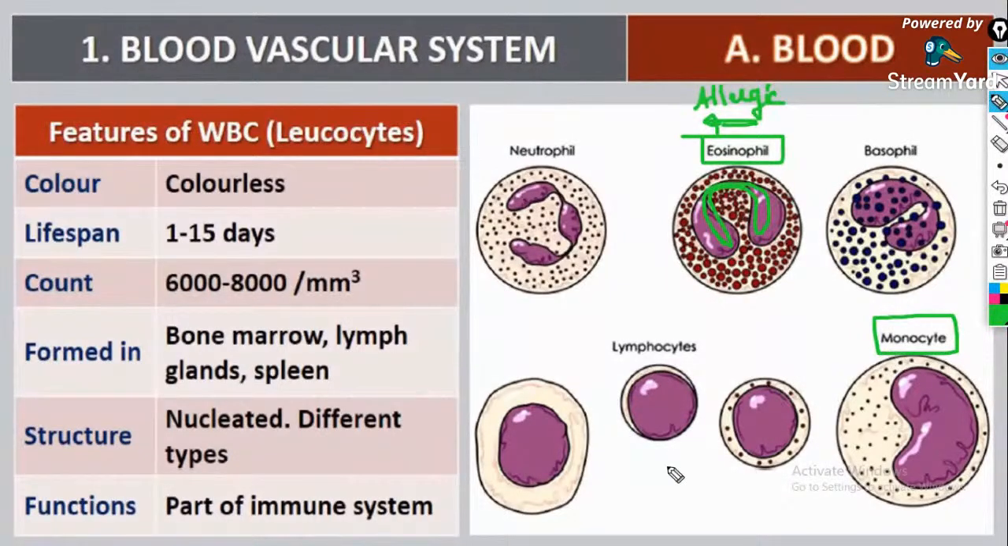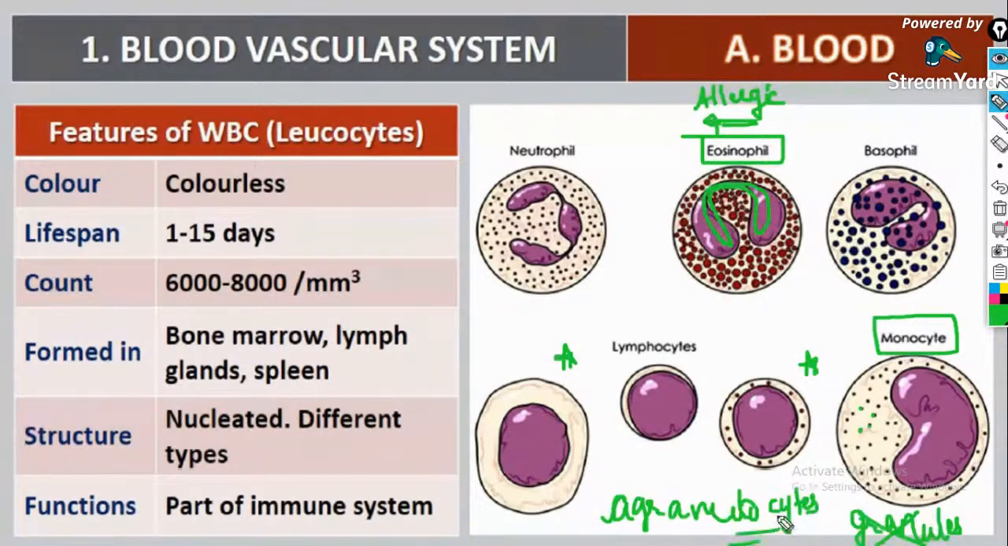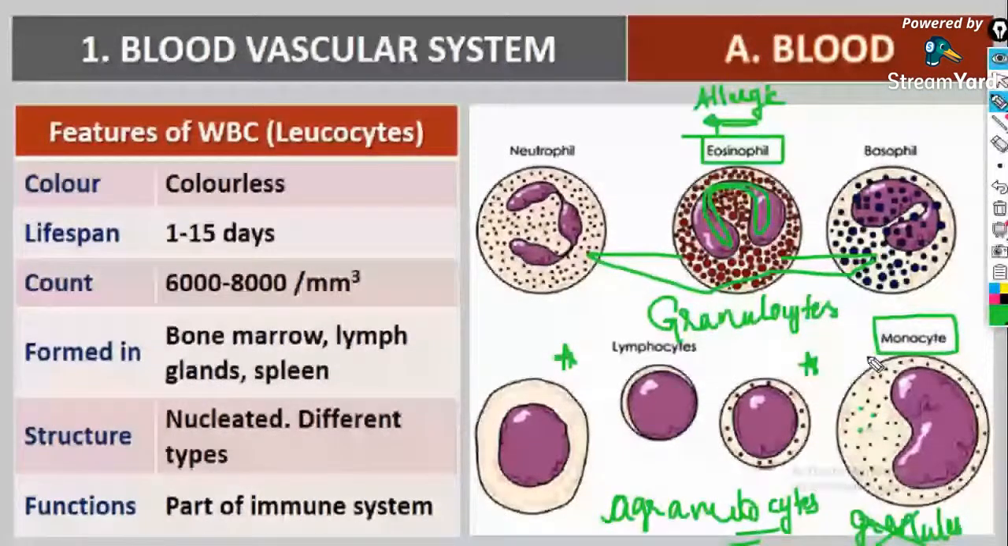Look guys, in the monocyte, these small dots, we cannot say them to be granules. Okay, look, these are the lymphocytes and monocytes. No granules are present, so you will call them agranulocytes. Lymphocytes and monocytes are agranulocytes. Look, all of their body is covered by granules, so you will call these the granulocytes. Eosinophils, basophils, and neutrophils are the granulocytes.